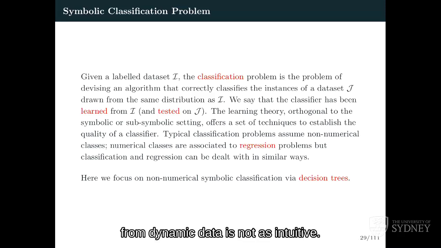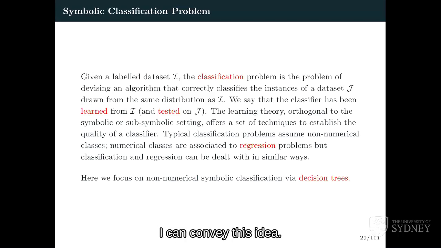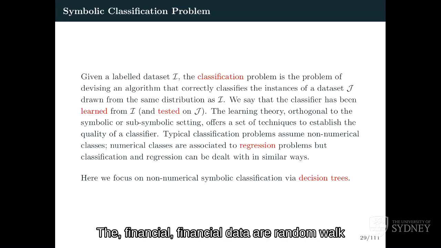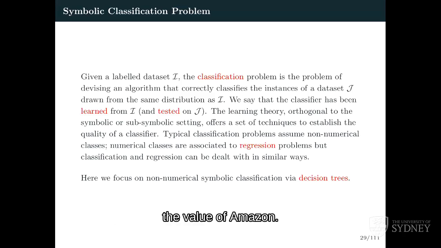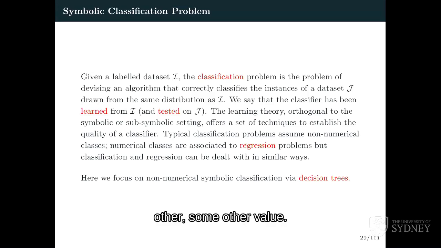Regression from dynamic data is not as intuitive. Sometimes it's not as intuitive as regression from static data. Let me try to see whether or not I can convey this idea. If you have a single multivariate time series, all right? Let's take an example that never works: financial data. Financial data are a random walk. Let's say you ignore that the financial data are a random walk. You want to do regression of the value of the Amazon company, depending on some other value. So you got one single time series.